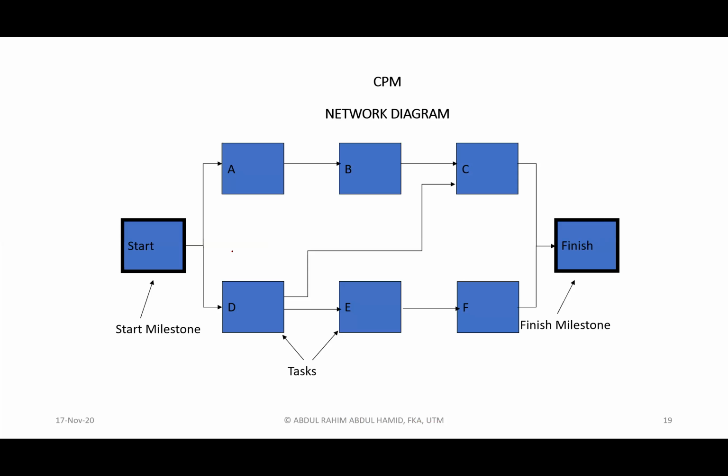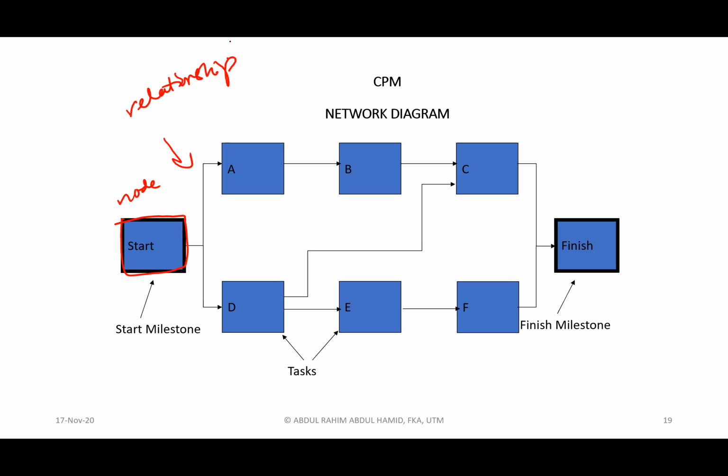Okay, example of network diagram. When you see something like this, meaning a box, this indicates a node, and then the relationship, this arrow indicates a relationship.